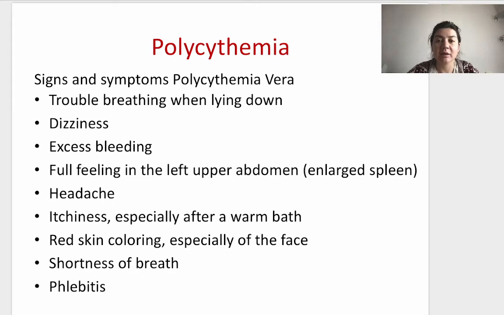Okay, let's discuss polycythemia vera in more detail. What signs and symptoms can be in such patients? It can be trouble breathing when lying down. Typical are dizziness, excess bleeding, a full feeling in the left upper abdomen with an enlarged spleen, headache, itchiness, especially after a warm bath, red skin coloring, especially of the face, shortness of breath, phlebitis.